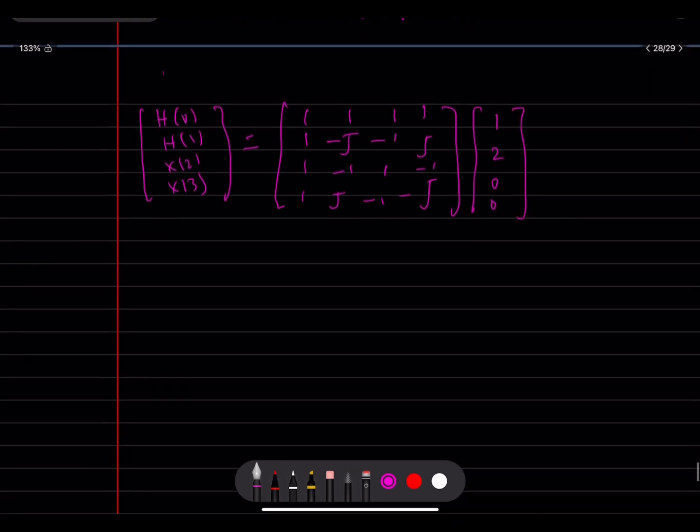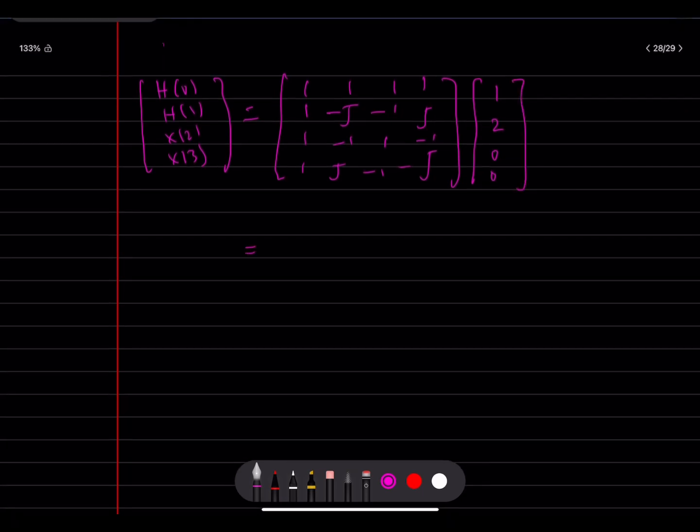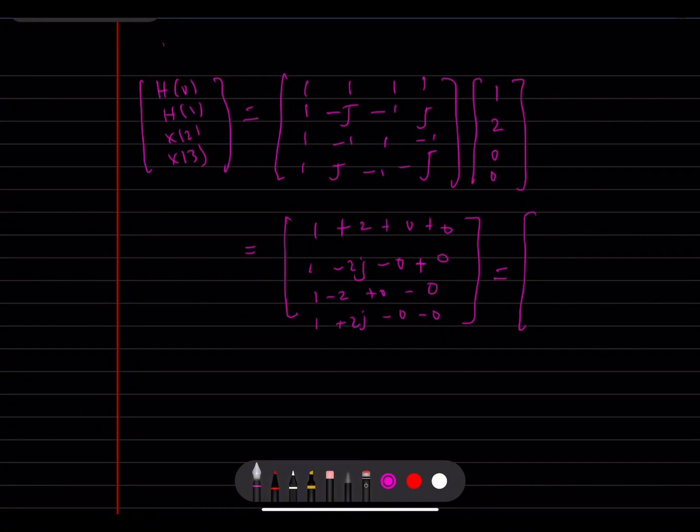So 1, 2, 0, 0, and at the end of the day we are going to get 1 plus 2 plus 0 plus 0. The next one is 1 minus 2j minus 0 plus 0. The next one is 1 minus 2 plus 0 minus 0. The next one is 1 plus 2j minus 0 minus 0. So at the end of the day, we are going to get 3, 1 minus 2j, and then negative 1, and 1 plus 2j.